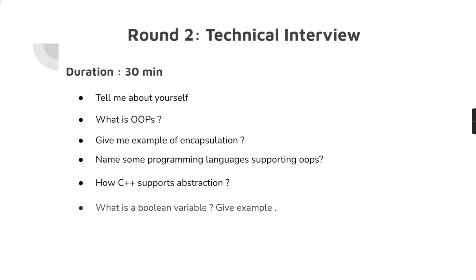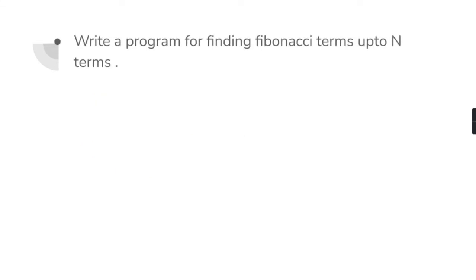The next question was, what is a Boolean variable? I was asked to give some example of how a Boolean variable can be used in a program for decision making. Then he asked how to demonstrate an if-else condition using a Boolean variable. He told me a situation and asked how to use an if-else condition in that situation. I had to write code on the notepad, and then he asked, write a program to find Fibonacci terms up to n terms.